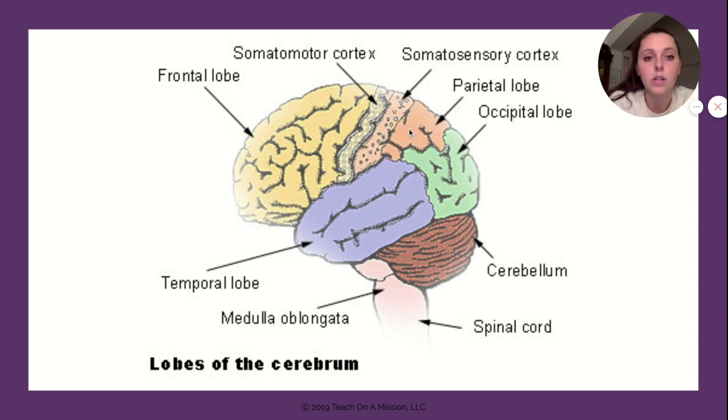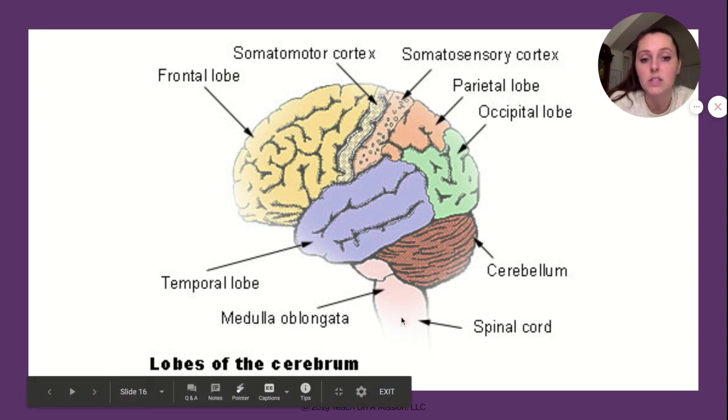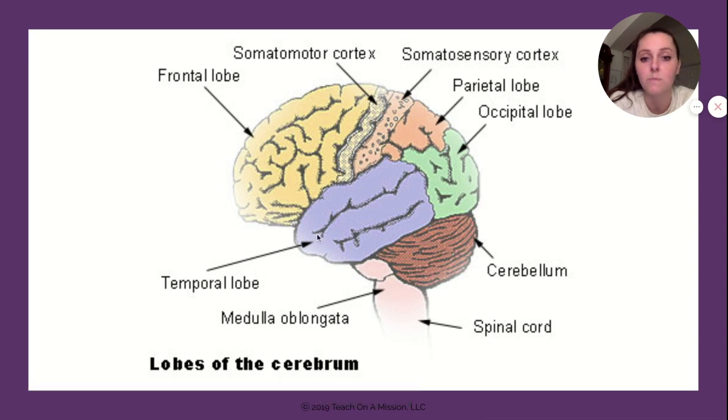We have our parietal lobe, our occipital lobe, our cerebellum. That's obviously not part of our cerebral cortex, but it's here on the visual to just show you where the placement of it is. Spinal cord, medulla, that's also part of the brain stem we learned from the last video. And then the temporal lobe. So our 4 different lobes, plus our motor and sensory cortexes, those are going to be the main places that we're looking at.